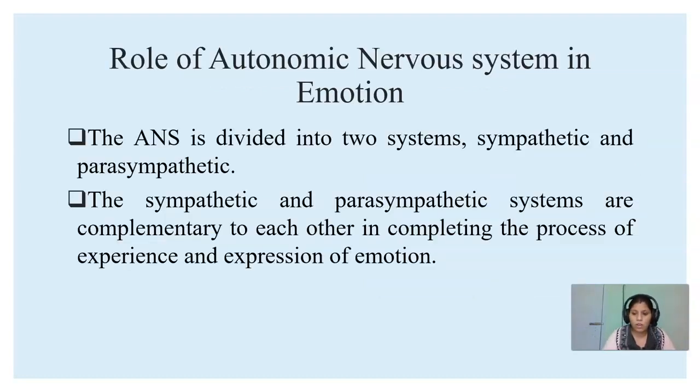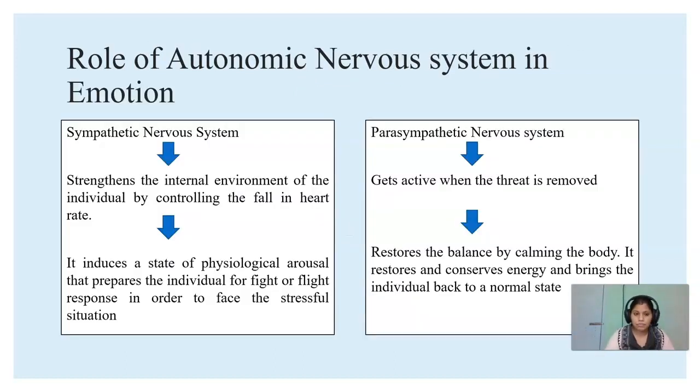So what is the role of autonomic nervous system in emotion? Autonomic nervous system plays a very important role in emotion. Autonomic nervous system has two parts, sympathetic and parasympathetic. These two systems are complementary to each other. So they complete each other's process.